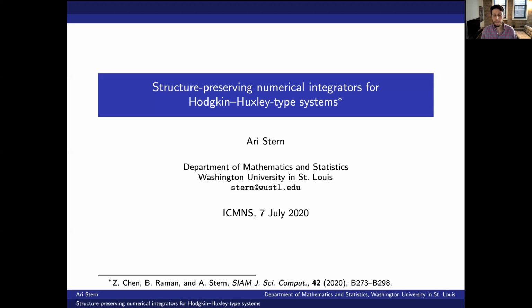So I'm going to be talking about structure preserving integrators for what I'm going to call Hodgkin-Huxley type systems. And this is going to include the Hodgkin-Huxley model for neuronal dynamics, as well as some other types of systems. Like the earlier talk, I'm actually going to be talking quite a bit about splitting methods and their ability to preserve spiking dynamics. So this is joint work with my two co-authors, Zhengdao Chen, who was a really remarkable undergraduate at Washington University, who's now doing his PhD at Courant at NYU, and Bharani Raman, who is a systems neuroscientist in the biomedical engineering department at Washington University.